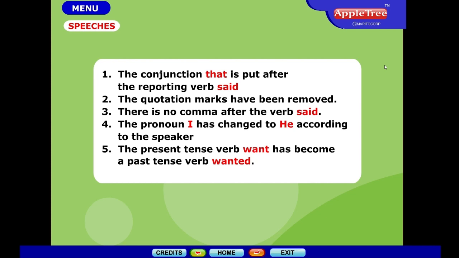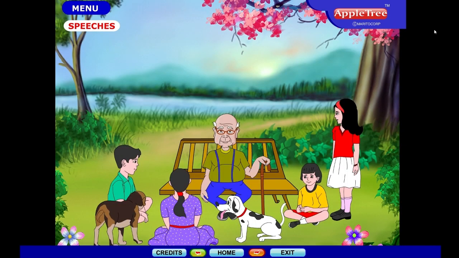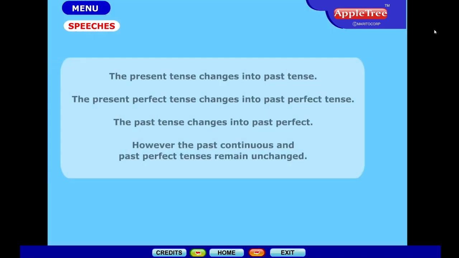Number 3. There is no comma after the verb said. Number 4. The pronoun I has changed to he according to the speaker. And number 5. The present tense verb want has become a past tense verb wanted. Children, you will have to note how the tenses change when a direct speech is converted into an indirect speech.